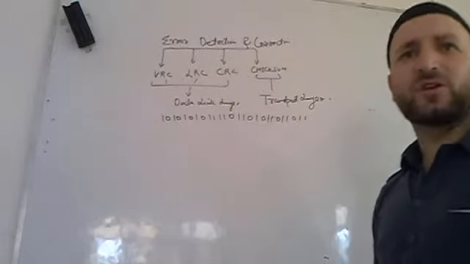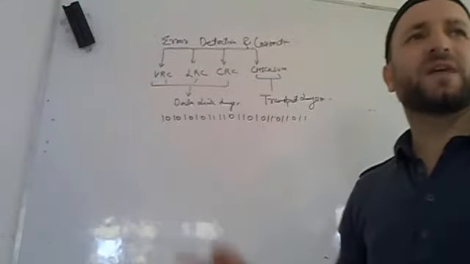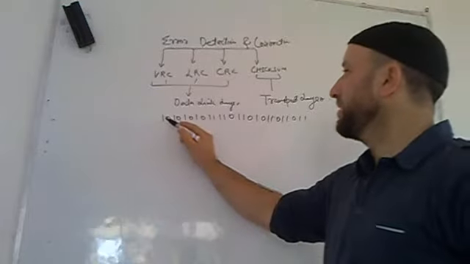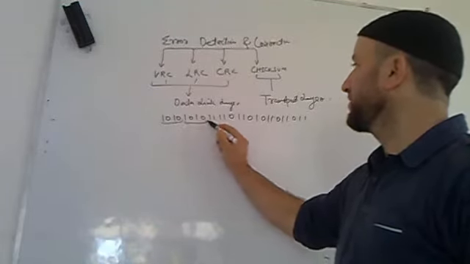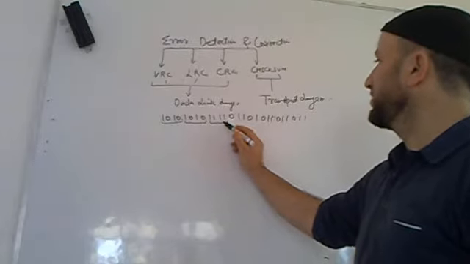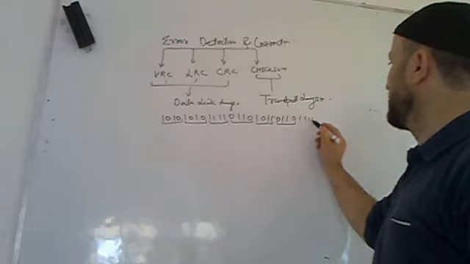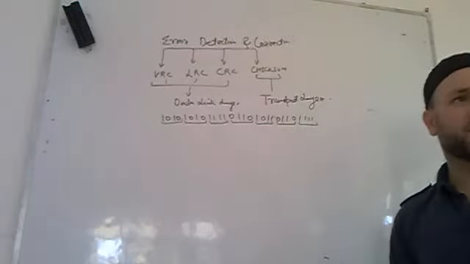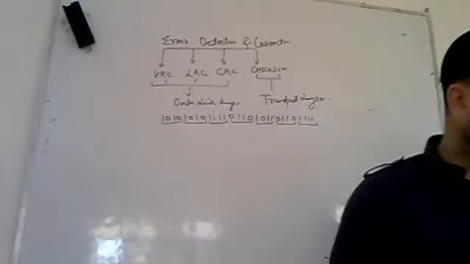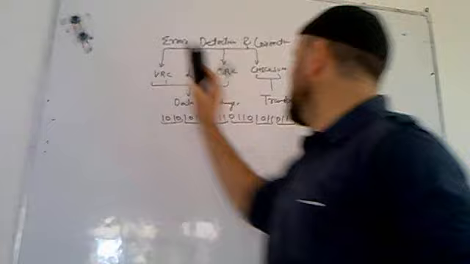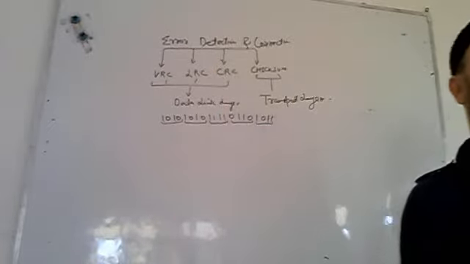This is my data to send. I divide it, for example, into 8 bits, or for the simplest case, I will take 4 bits. This is my 4-bit combination, another 4-bit combination, another, another. Say for example this is my data to be sent. Let me cut off these two, to make it a little simpler.